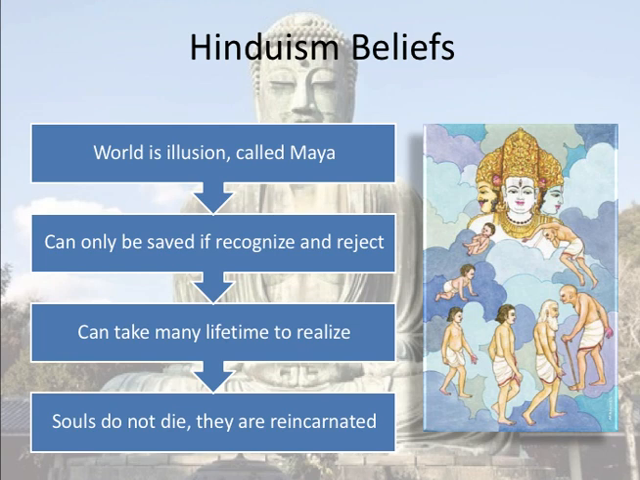So traditionally and historically, Hindus have believed that the world is but an illusion called Maya. Now, this illusion essentially is an obstacle course for you to navigate through in order to find your true self. Now, you can only be saved if you recognize and reject this illusion. It might take many lifetimes to do it, which is why souls do not die, they are reincarnated.